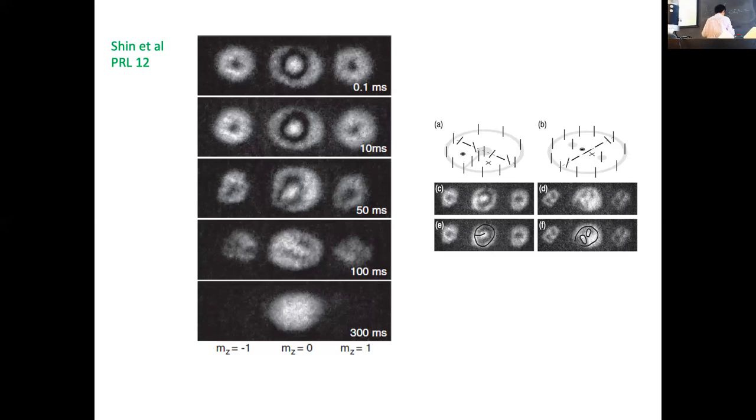If a0 is less than a2, then that is the polar phase, and the opposite is for the ferromagnetic. So you say that they're both repulsive, the two coupling constants, right? Yes, experimentally both of them are repulsive, because otherwise they would collapse. And it only depends on whether a0 is larger than a2 or not.